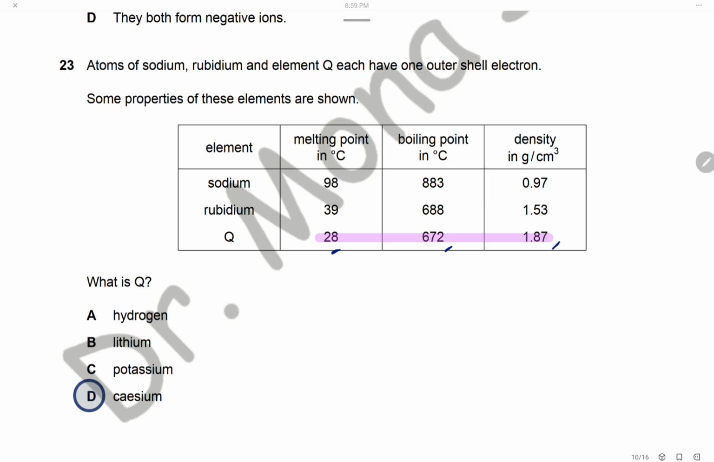So for the trend in group 1, the melting point decreases as we go down the group. So element Q is below rubidium, and the density increases as we go down the group. That's why Q has much higher density than rubidium. So Q is below rubidium in group 1. It is cesium. The answer is D.